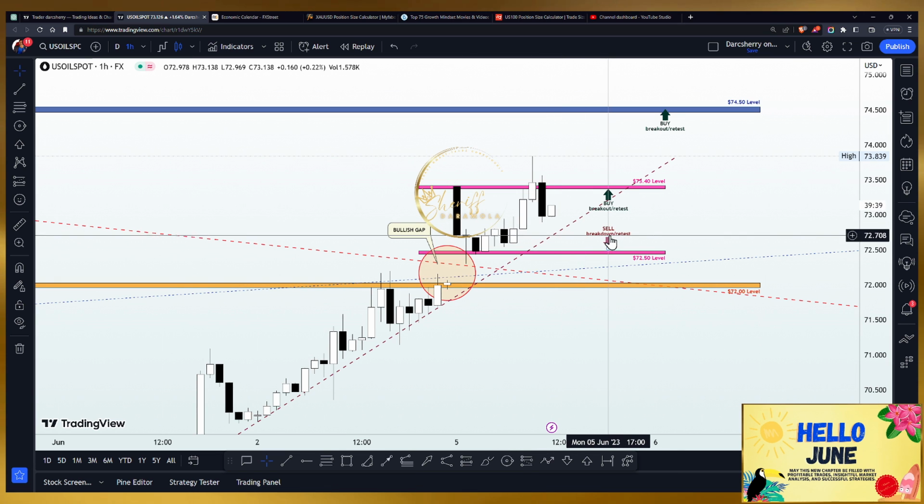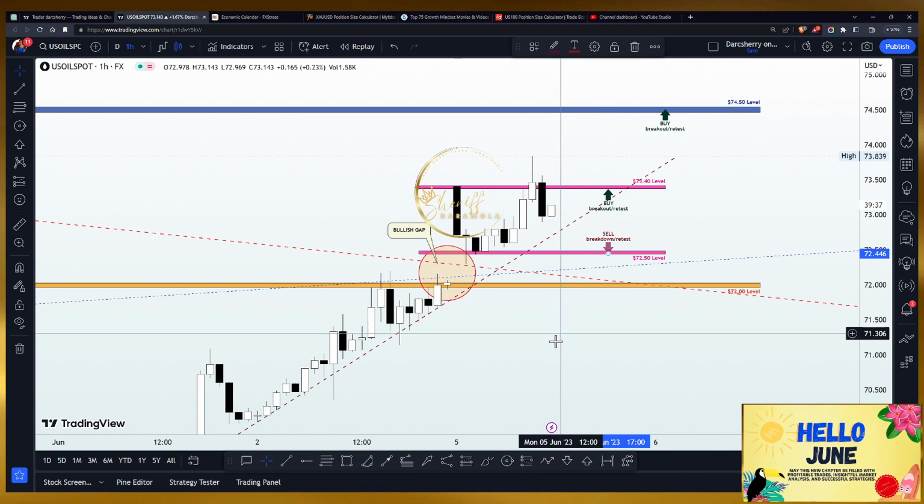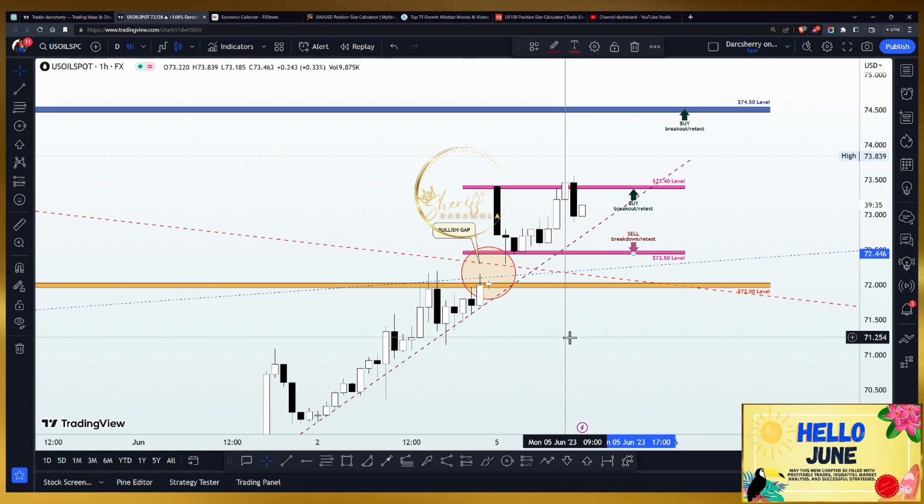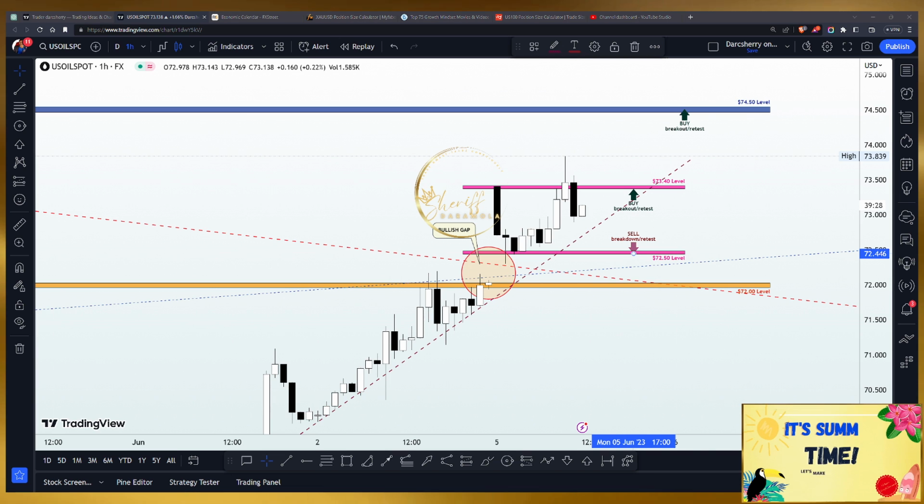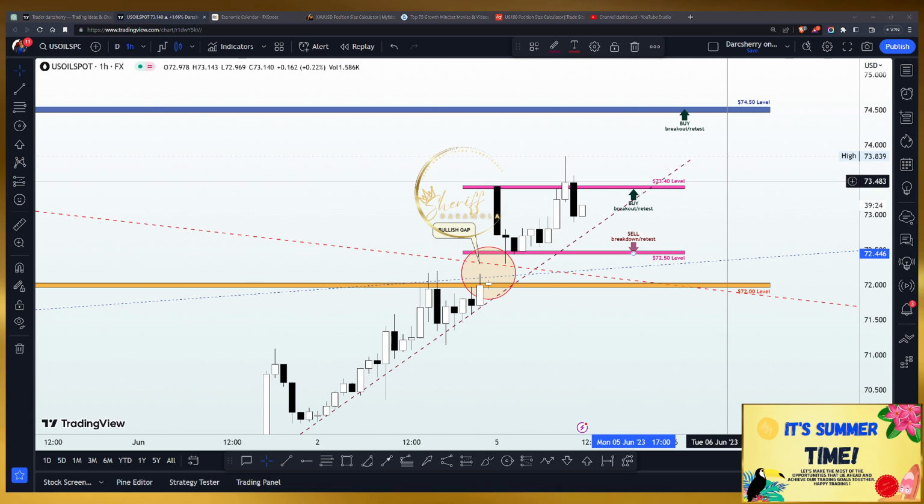So it's quite a simple setup we have here on the US All Spot. I hope that we mark this out on our chart, and if you want to, screenshot my screen so that you can use it as a reference point when you're about to make your independent decision on this commodity.